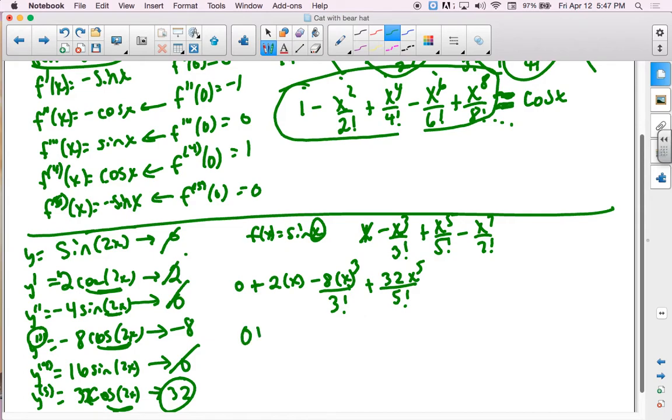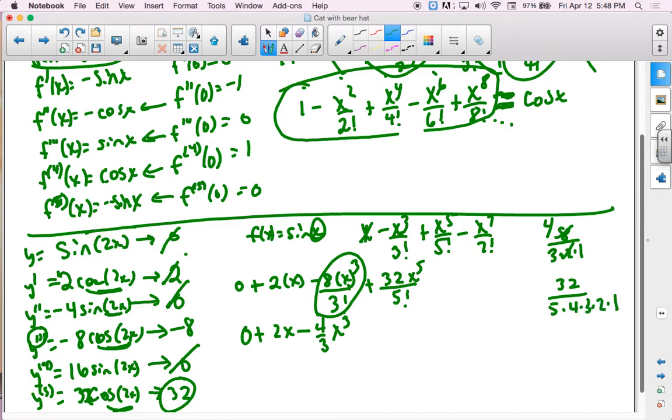Let's see what happens here. 0 plus 2x, 8 over 3, 2, 1. Here, 2 goes into 8 4 times, and so I get 4/3 x to the 3rd. I'm going to make a big deal about this in a minute. 32 over 5, 4, 3, 2, 1. 8 goes into this 4 times, and so we get 4 over 15, I think. So then I have plus 4 over 15 x to the 5th.